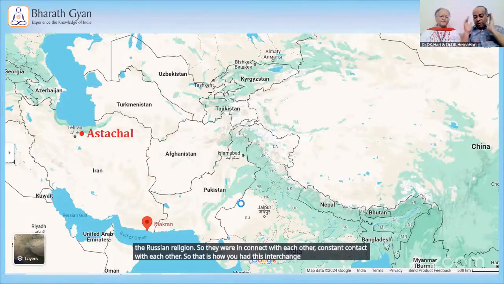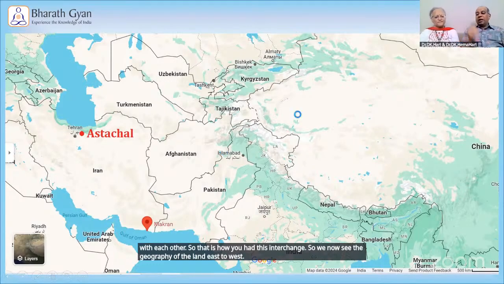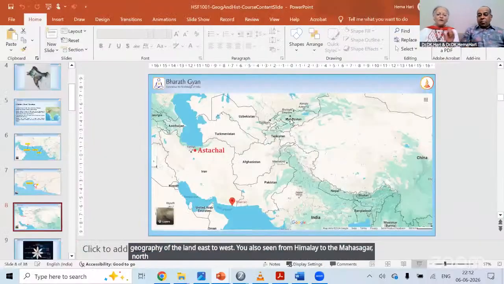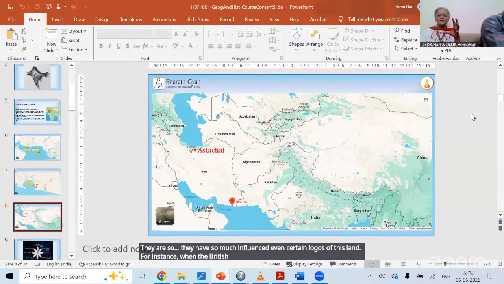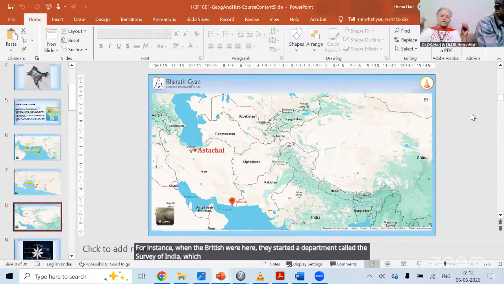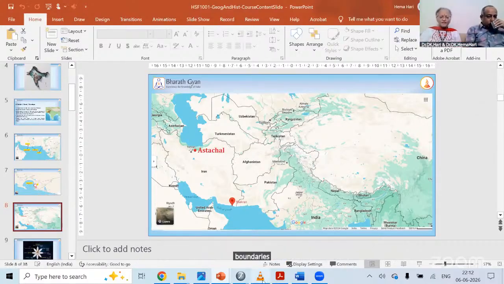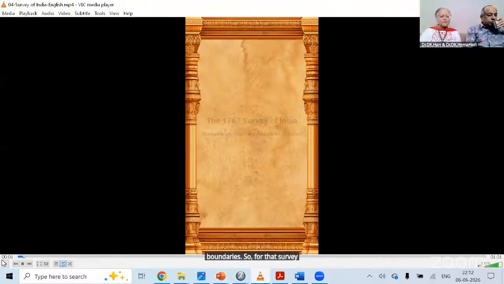So we now see the geography of the land, east to west. You've also seen from Himalaya to the Mahasagar, north to south. This north to south, actually, the borders have so much influenced even certain logos of this land. For instance, when the British were here, they started a department called the Survey of India, which used to sit and chart out all the maps and the boundaries. So for that survey, the logo became this particular southern bounds of the land.